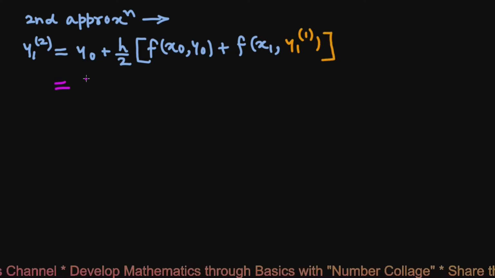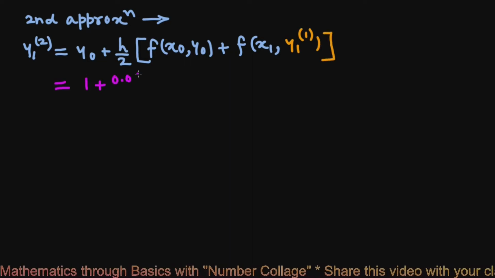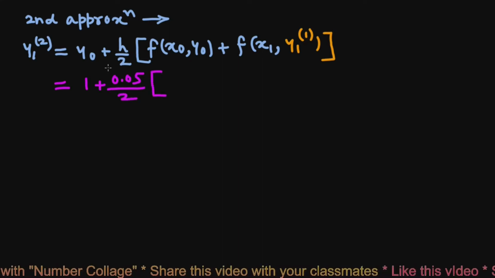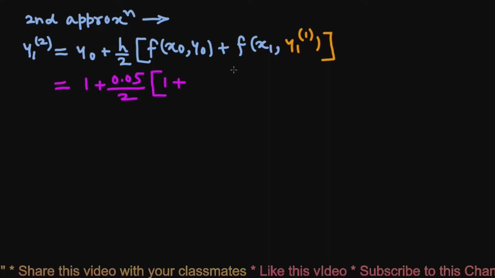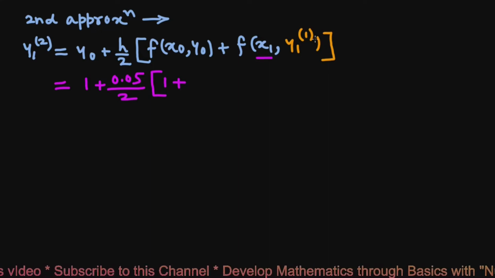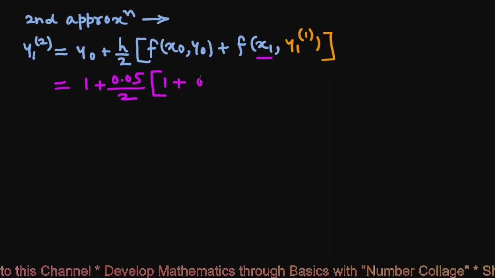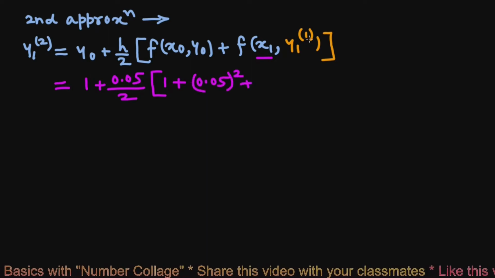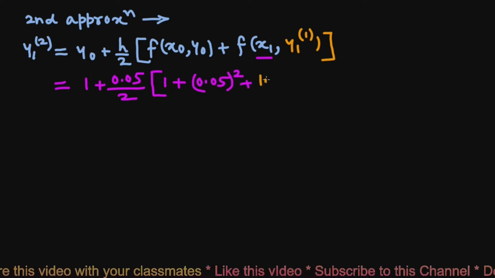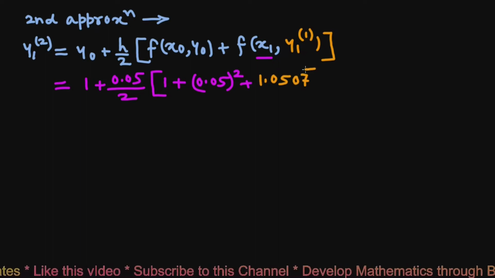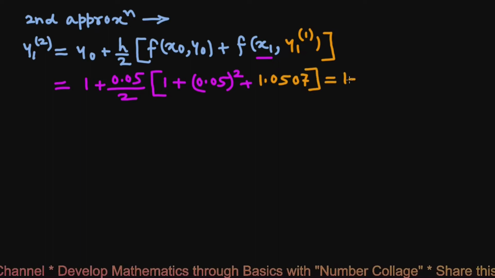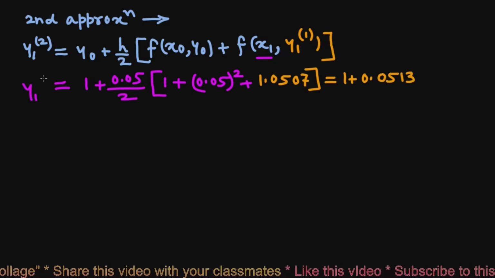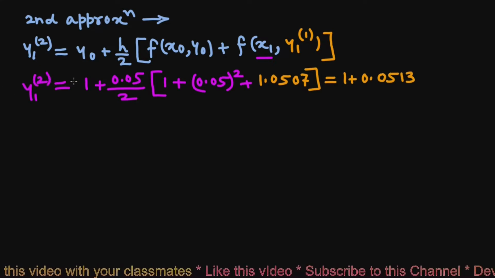So we write 1 plus 0.05 upon 2, f of x0 y0 is 1, plus f of x1 y1 of 1 will be x1 is 0.05 whole square plus y1 of 1 is 1.0507, that will be 1 plus 0.0513. Hence y1 for the second approximation will be 1.05.